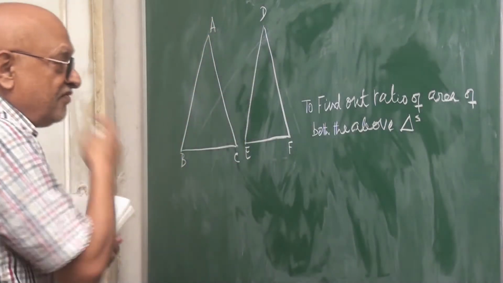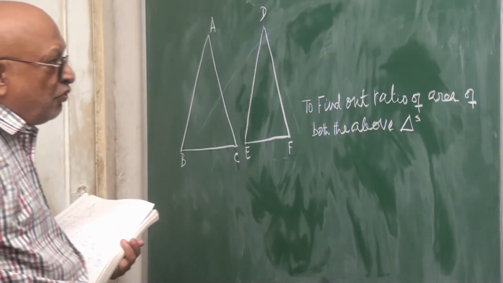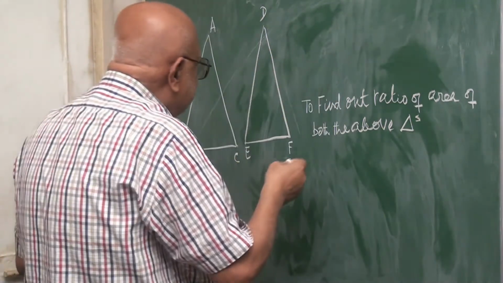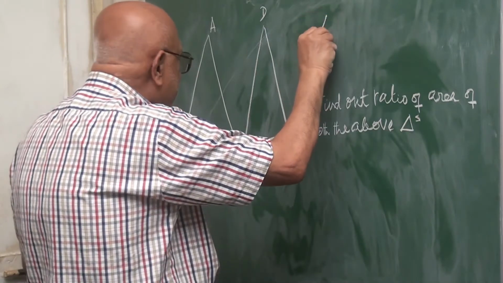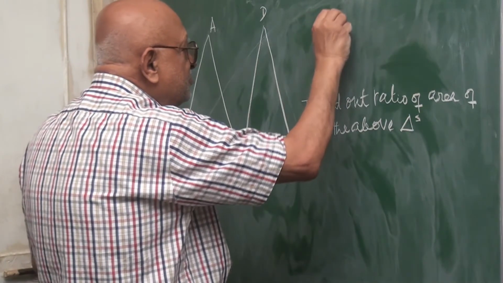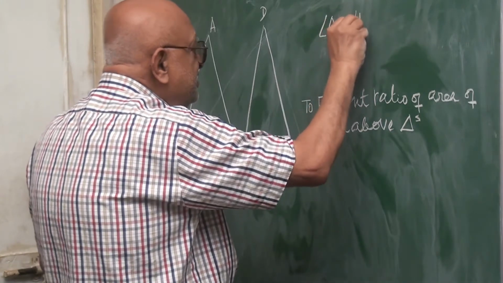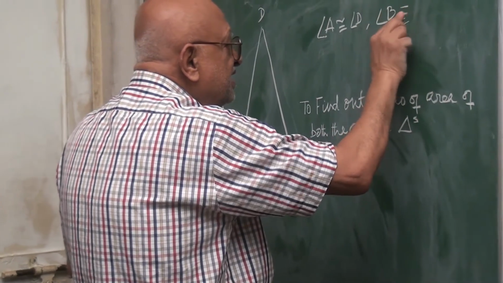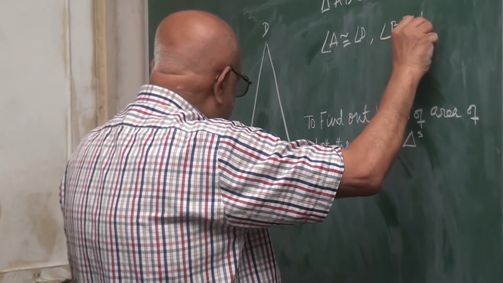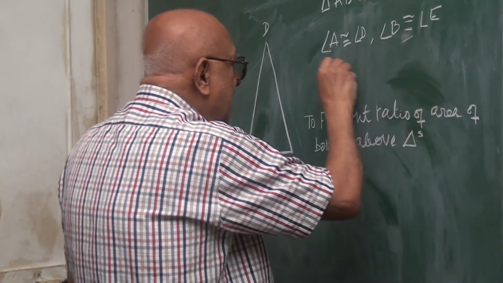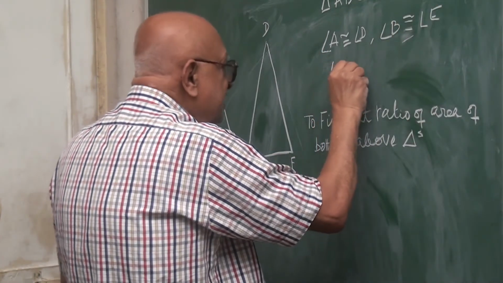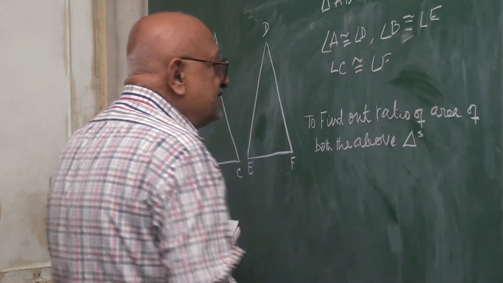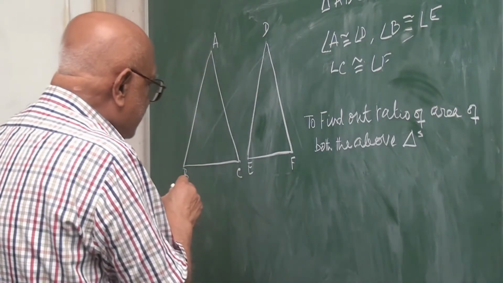Both the above triangles we have to find out. Once it is given, what does it give? It says angle A is congruent to angle D, angle B is congruent to angle E, and angle C is congruent to angle F. This is given. Further, what is given?